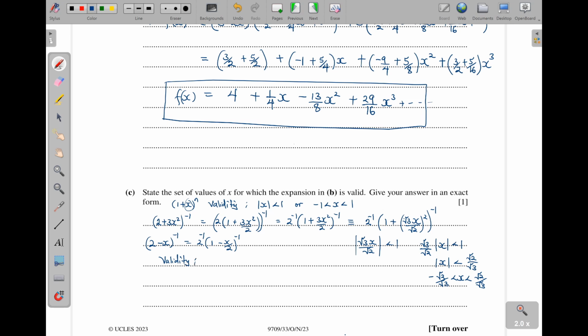The validity is going to be: get that negative x over 2, put it in a modulus, then less than 1. So this one is a negative. In the modulus signs, it comes out as a positive. So I will have a half here, then the modulus of x, and then less than 1 here. If I multiply all through by 2, then that simply implies that we shall have the modulus of x less than 2. So meaning we shall have negative 2 less than x less than 2.